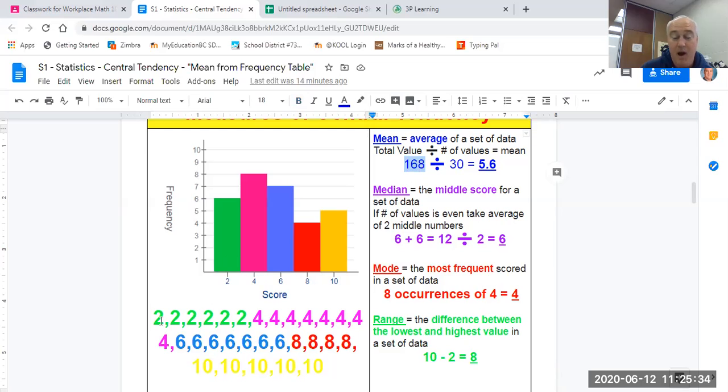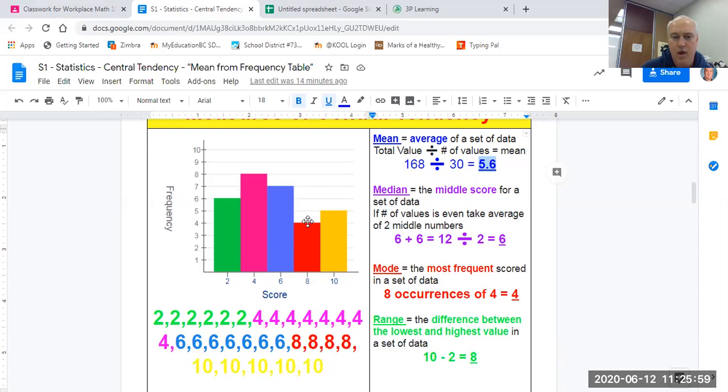Now, when we add up how many numbers we actually have, we actually counted up all of the numbers, we have 30 numbers. So to figure out the average or the mean of this set of data, we simply take the total value of all of those numbers and we divide it by the number of numbers, which is 30, to arrive at this mean of 5.6. So we're going to be looking at that today, how to do the mean.